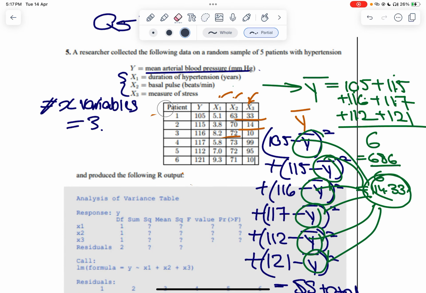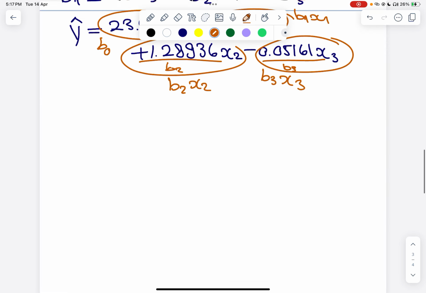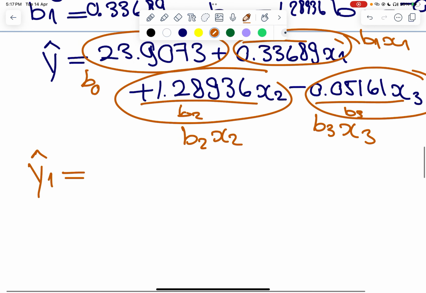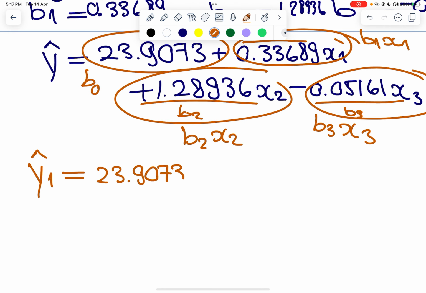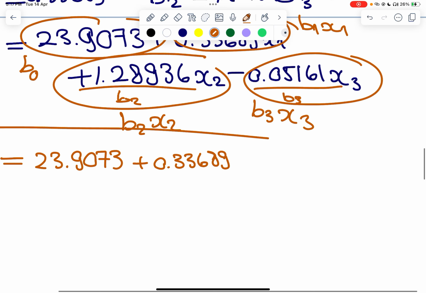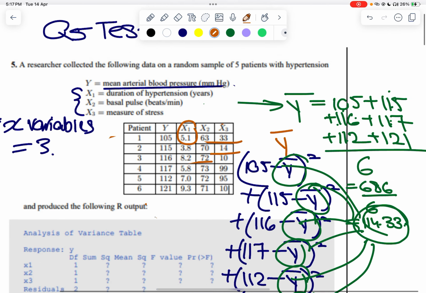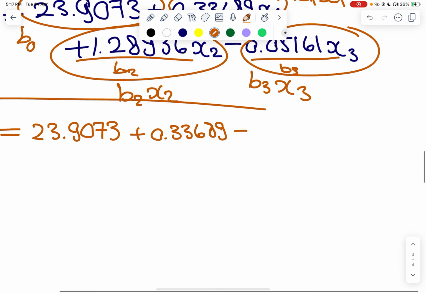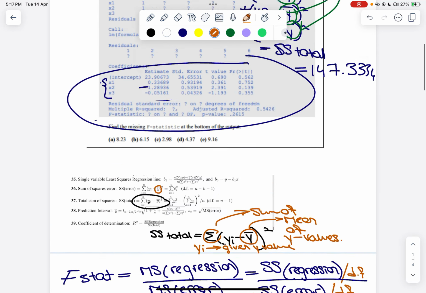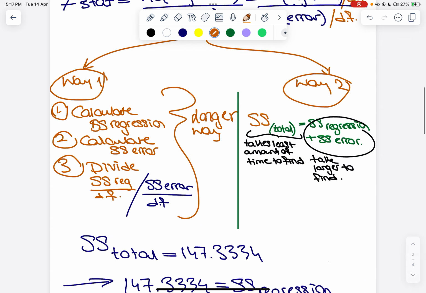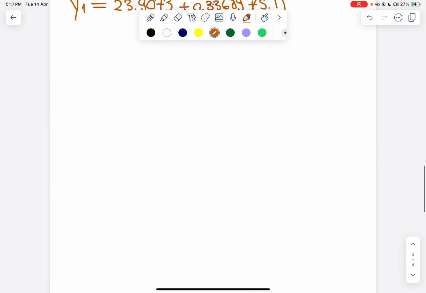All right. So here's how it's gonna be written. So y1 hat is 23.9073, that is our B0, plus 0.33689 X1. So we're going to look at our first patient, and the X1 value is 5.1, plus. I'm going to do two more of these, just so that you understand how it works. Wait, sorry, 63 and 33.